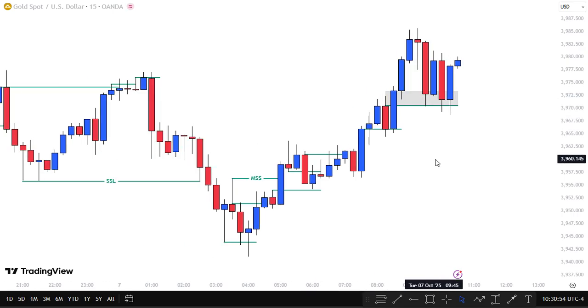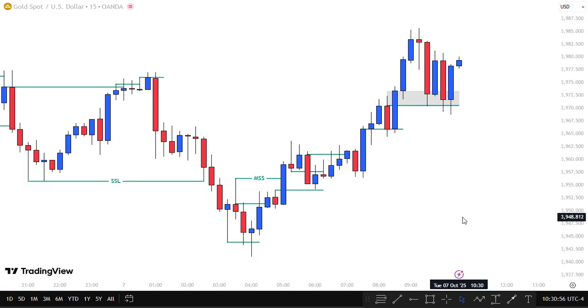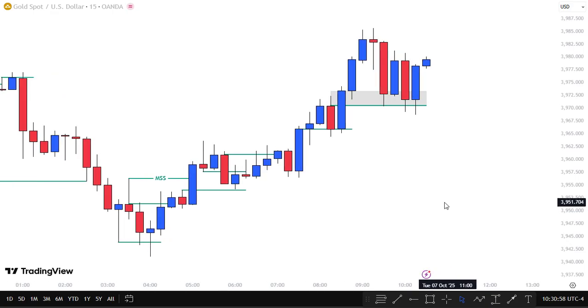So if you're trading, make sure you participate in the direction of the trend. Don't overanalyze, don't anticipate so much, just be in the present moment.